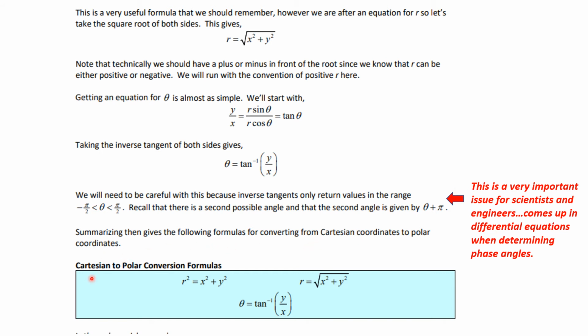So anyway, here are the formulas, again, to be committed to memory, that allow us to change Cartesian coordinates into polar coordinates. This means you're given x and y, and you have to find r and theta. So we know x and y, so r is equal to the square root of x squared plus y squared, and theta is equal to the arctangent of y over x.